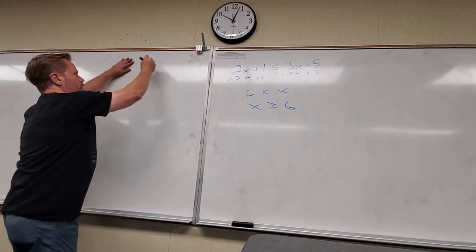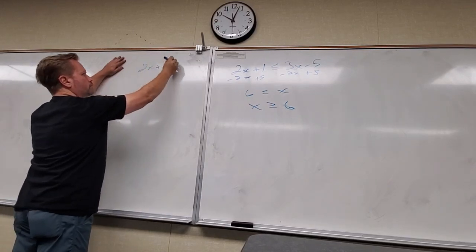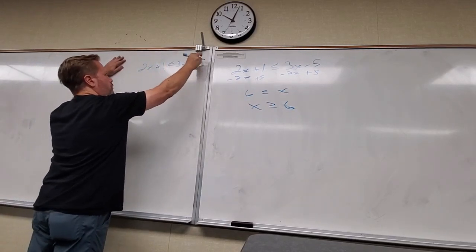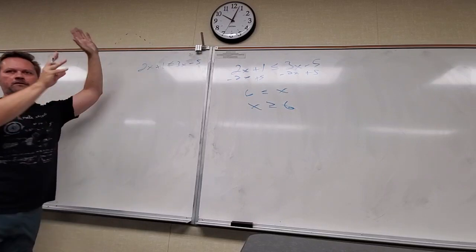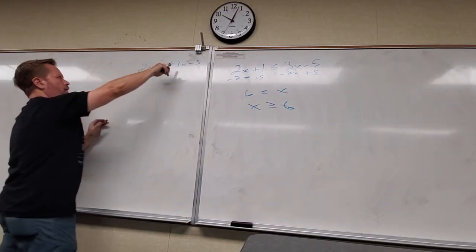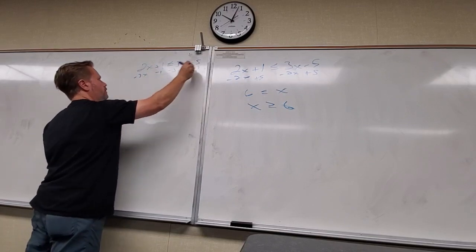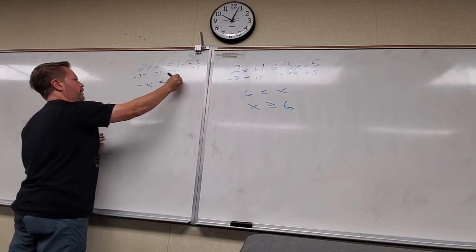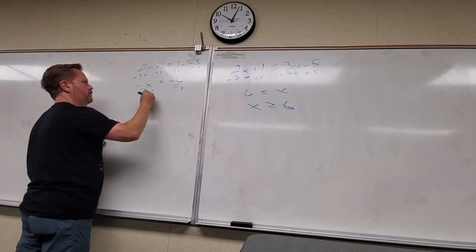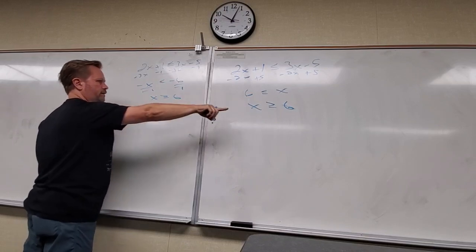The other way to solve this, and I know I'm going a little fast. We're still in the review stuff, so I'm going to go a little bit fast. If I subtract 3x and subtract 1, I'll get negative x less than or equal to negative 6. If I divide by negative 1, flip the sign, I get the same answer, yes?